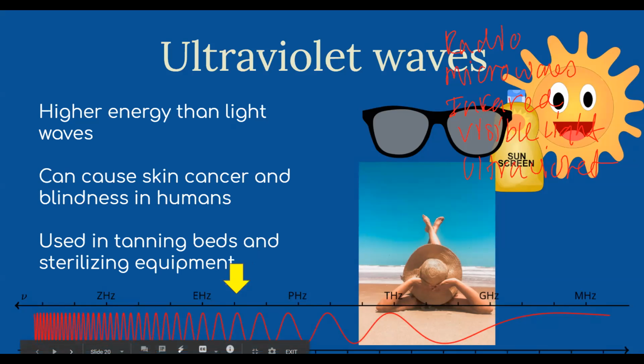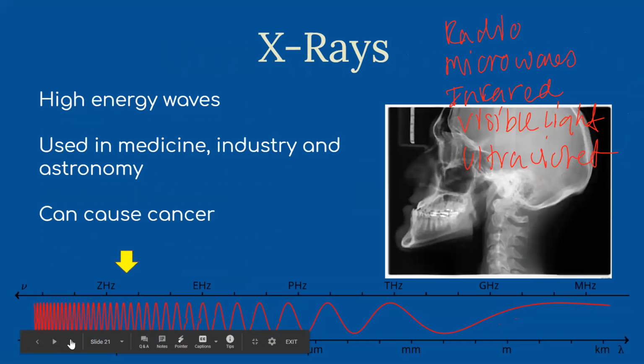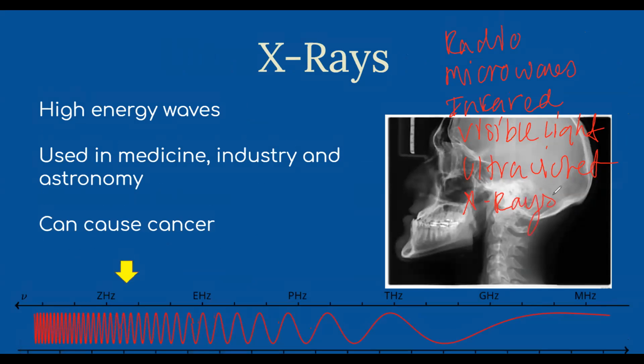So we have radio, micro, infrared, visible, ultraviolet. What's the next one? X-rays. So obviously you guys know that X-rays are bad for us. They can cause cancer. The frequency is going up. It keeps getting higher. So the energy is going to keep getting higher, but the wavelength is going to be decreasing. There's not much you guys need to know, but you do need to know the order of this.